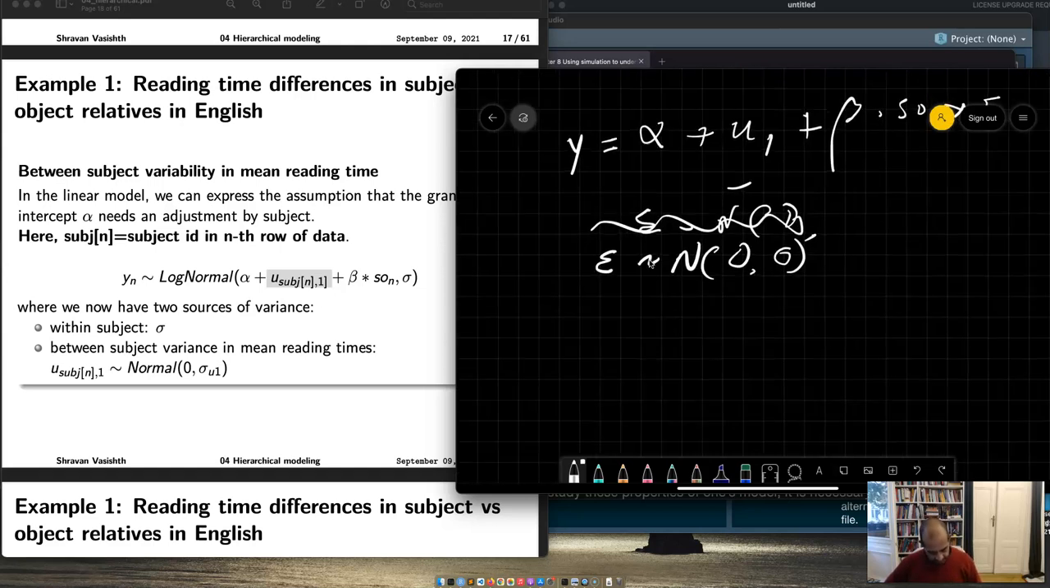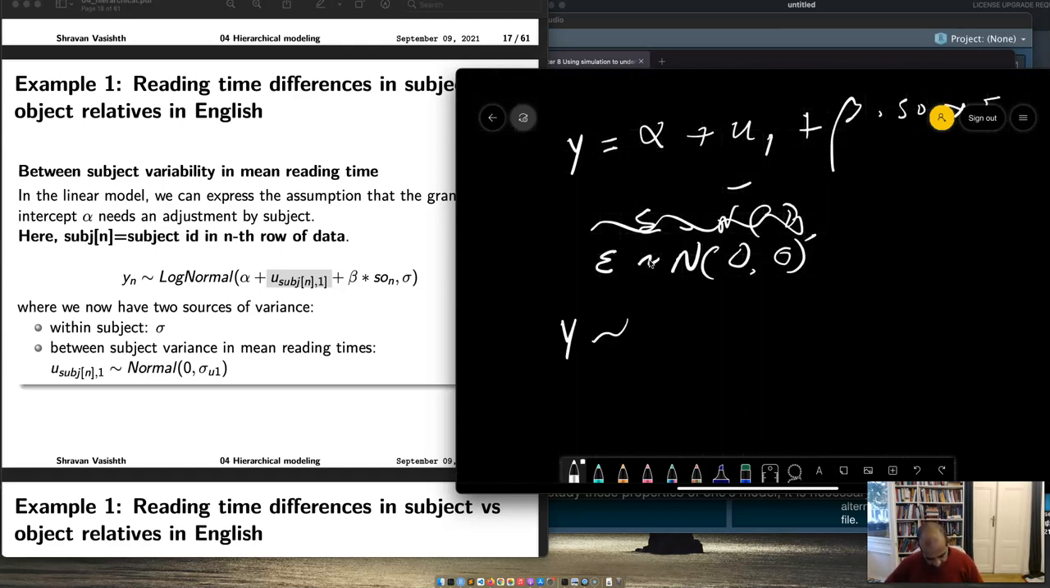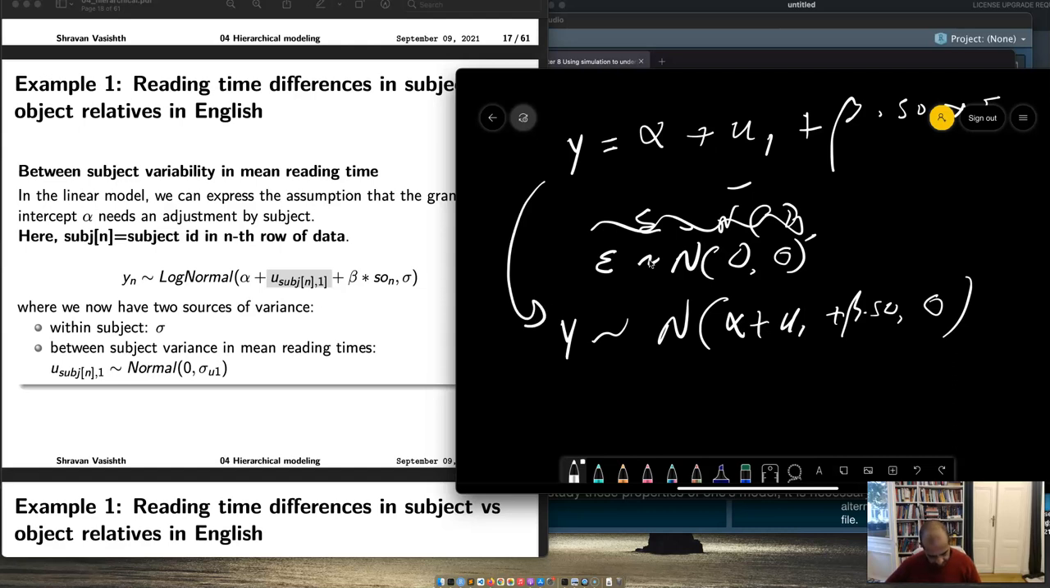Of course, I could have written this model like this, right? Don't be confused. I could have written y is generated from a normal distribution with mean alpha plus u sub 1 plus beta times SO, and sigma. It's exactly the same statement, these two things.